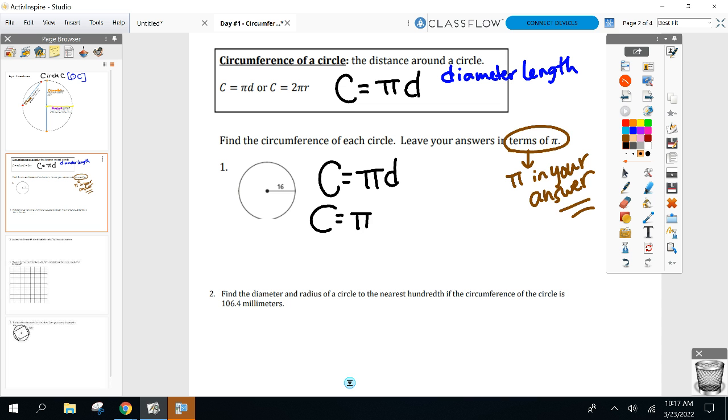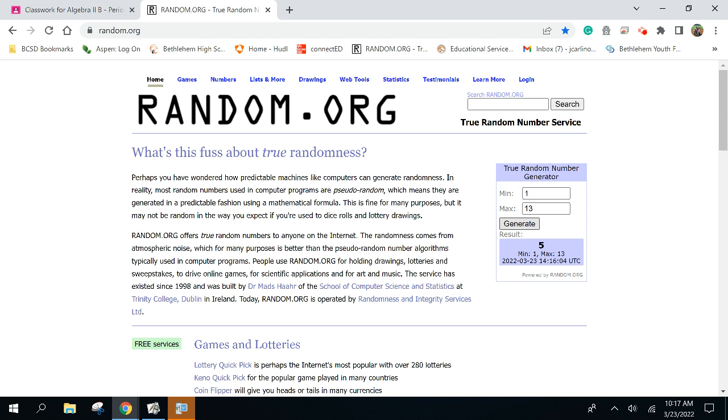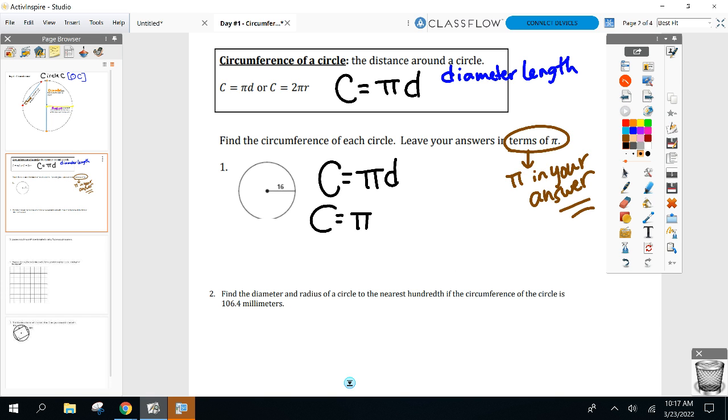Circumference equals pi... What's the 16 I gave you? What's that called? Radius. So I don't want to plug it in here for D. I need the diameter. Anybody know how the radius and the diameter are related?